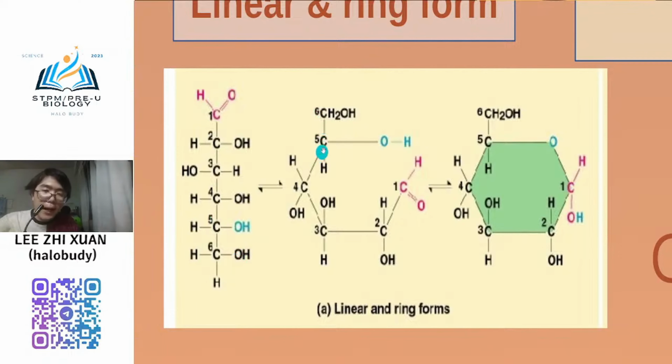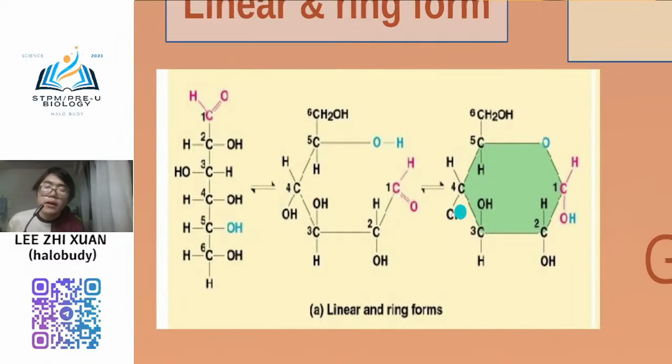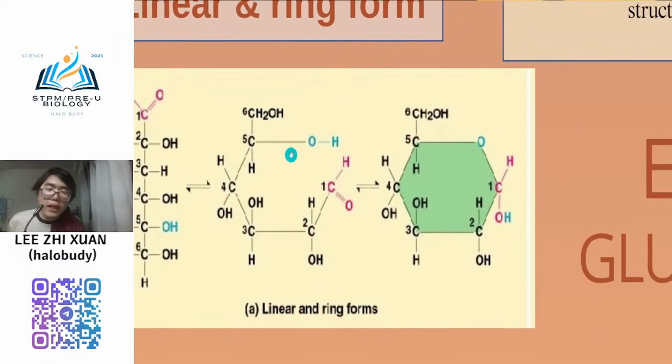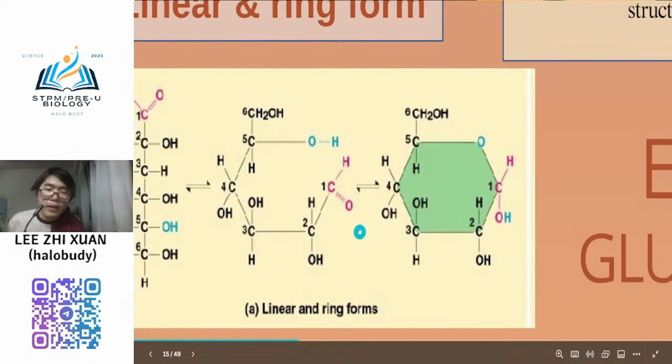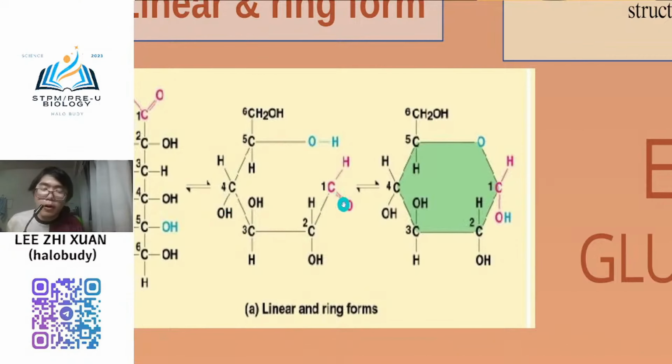CH2OH. But if you want to form the ring structure, how can carbon number 5 and carbon number 1 interact with each other? How do they interact? It will interact like that. The carbonyl group at carbon number 1 and the hydroxyl group at carbon number 5 will interact with each other.